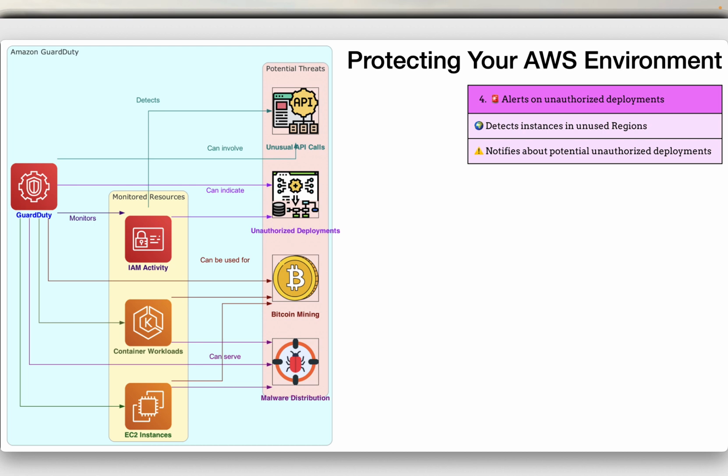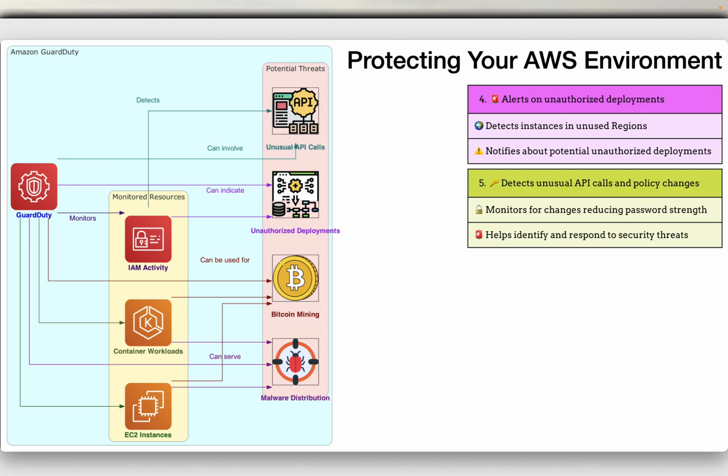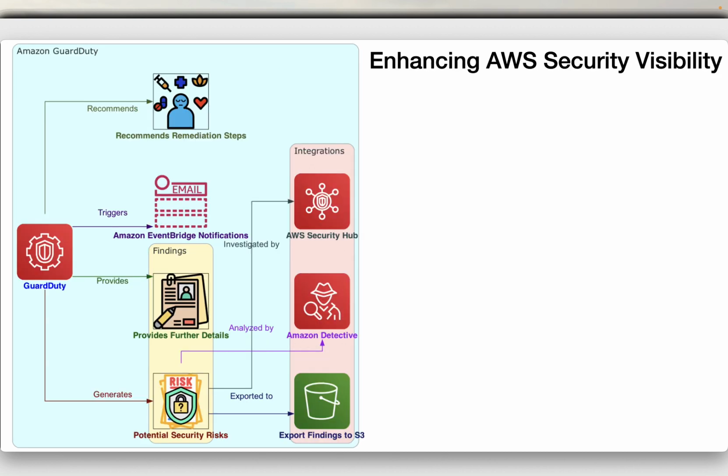If GuardDuty detects instances being deployed in a region that has not been used before, it will alert you to potential unauthorized infrastructure deployments. The service monitors for unusual API calls, such as changes to password policies that reduce password strength, helping you identify and respond to potential security threats. So let's see something about enhancing your AWS security visibility or security posture.